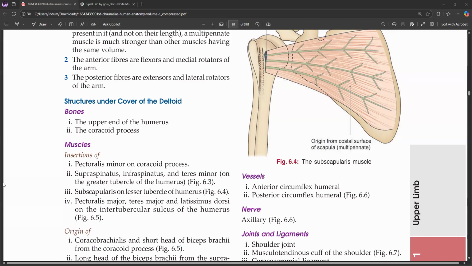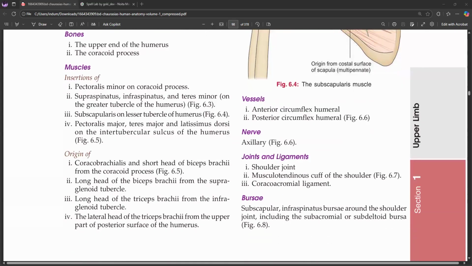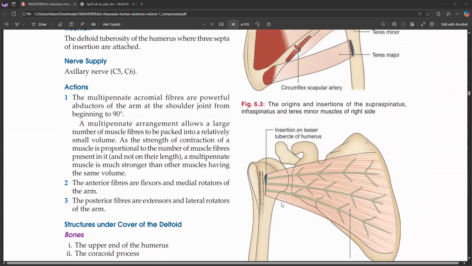Figure 6.5. Origin of coracobrachialis and short head of biceps brachii from the coracoid process. Figure 6.5. Long head of the biceps brachii from the supraglenoid tubercle. Long head of the triceps brachii from the infraglenoid tubercle. The lateral head of the triceps brachii from the upper part of the posterior surface of the humerus.